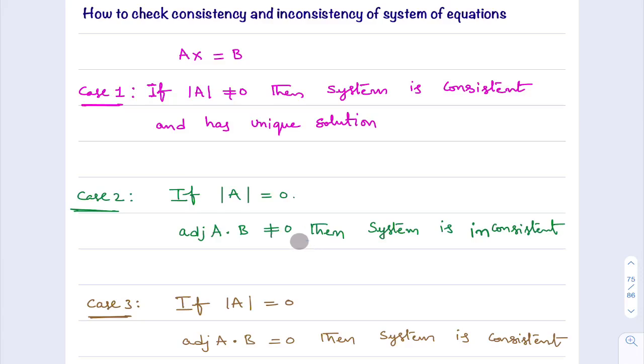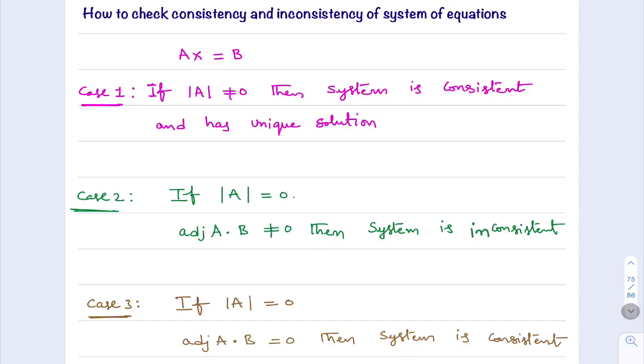So to check whether the given system is consistent or inconsistent, you need to calculate det A. If det A is a non-zero number, the system is consistent, the problem is over. If det A is 0, then you need to calculate adjoint A times B. If adjoint A times B is non-zero, the system is inconsistent. If adjoint A times B is 0, then the system is consistent. You need to know these 3 points. Now we are going to start exercise problems.